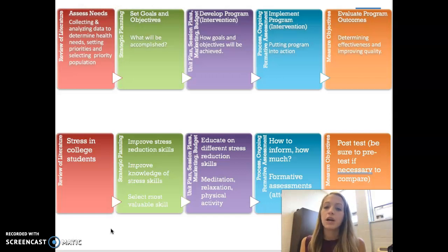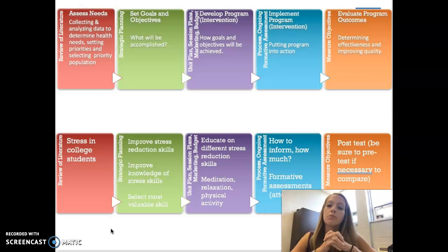And then we're going to do process, ongoing, and formative assessments during those interventions. So counting attendance for those formative assessments. So understanding what needs to be delivered, how well is it being delivered.